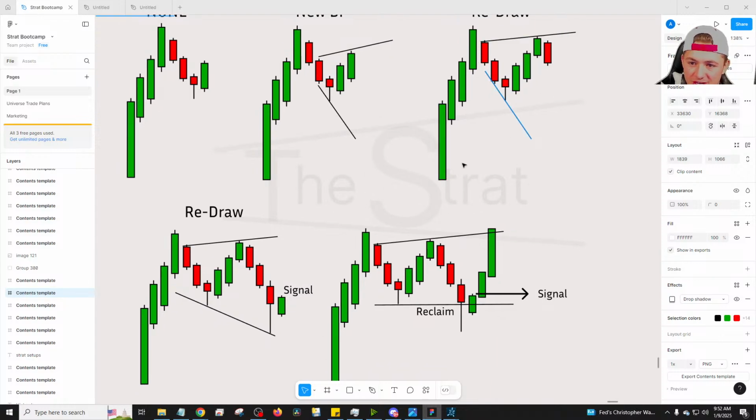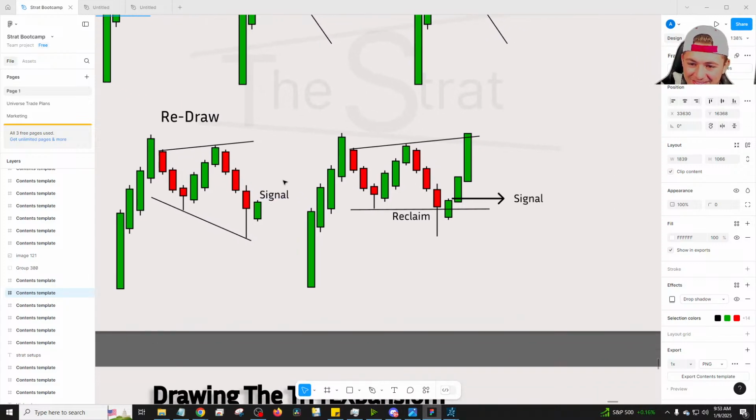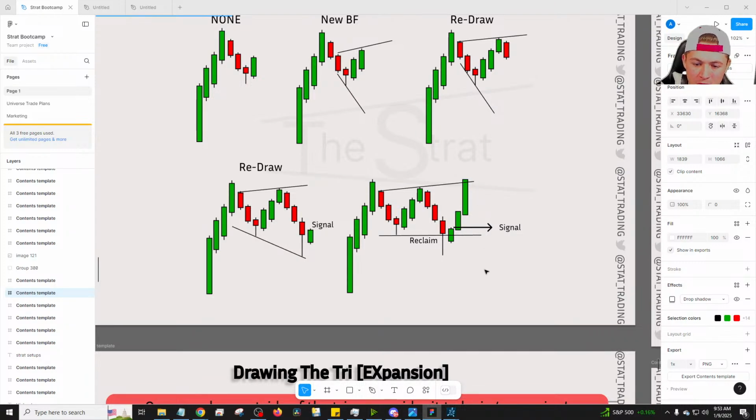So we can redraw, right? You can see it's getting bigger. It goes to the other side of the range, and the inside bar at the bottom of the triangle. Yeah, right? And then inside bar reversal. You can see your levels of reclaim. Off they go. So we want to understand how that works.